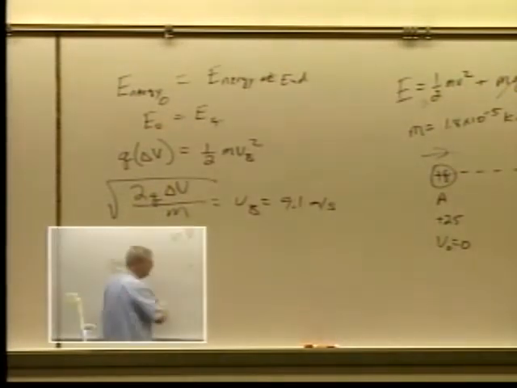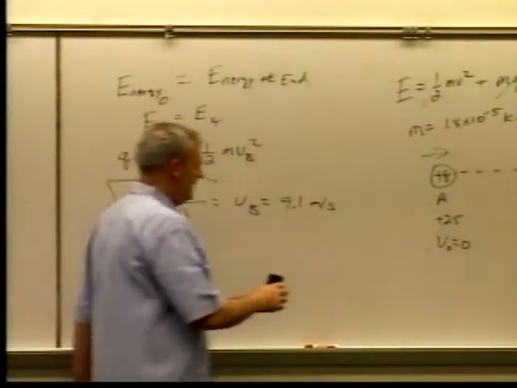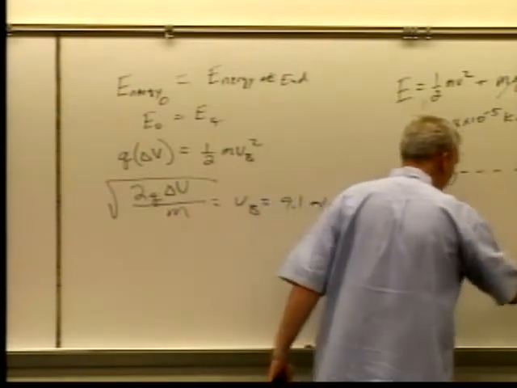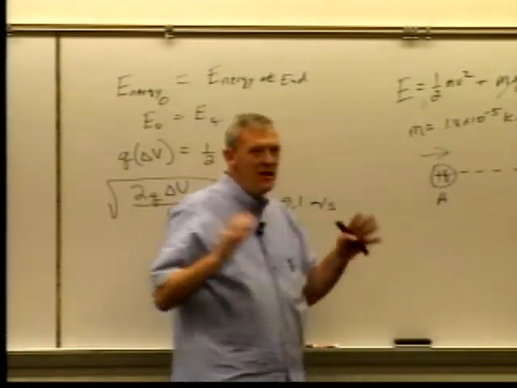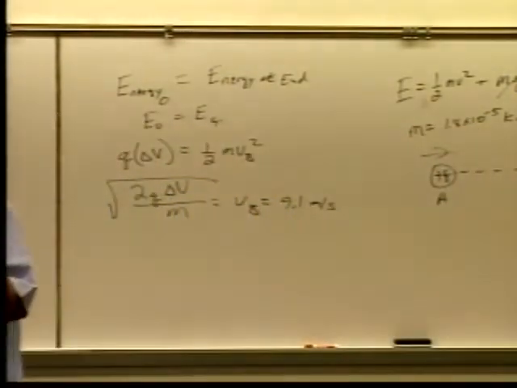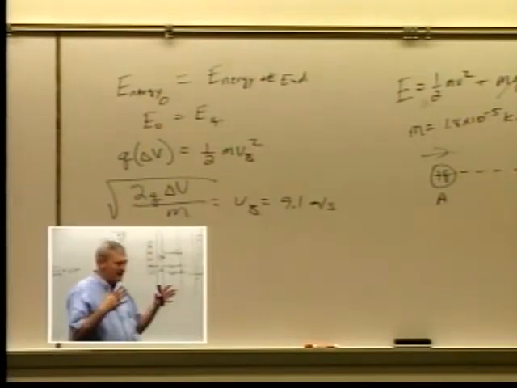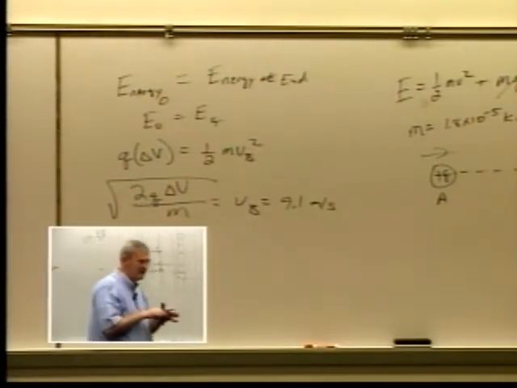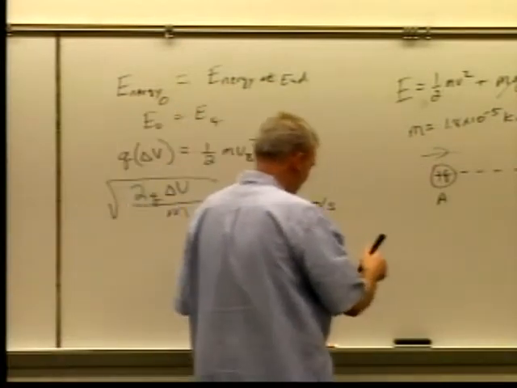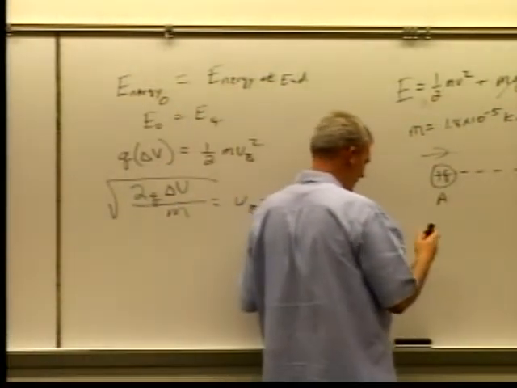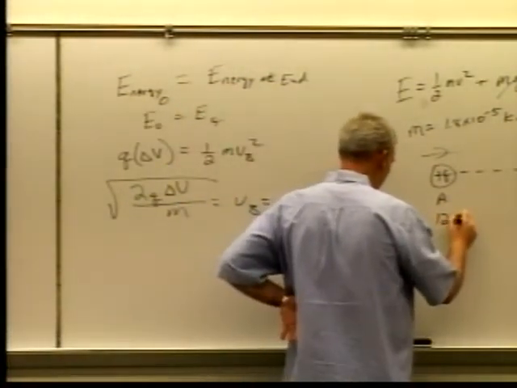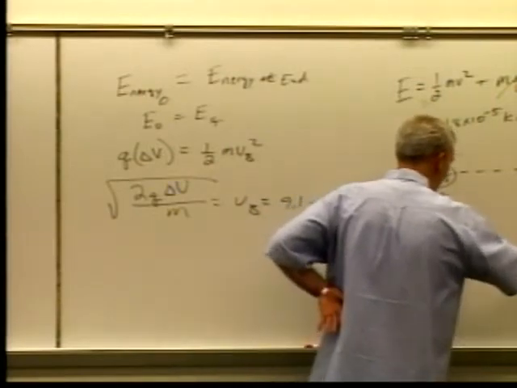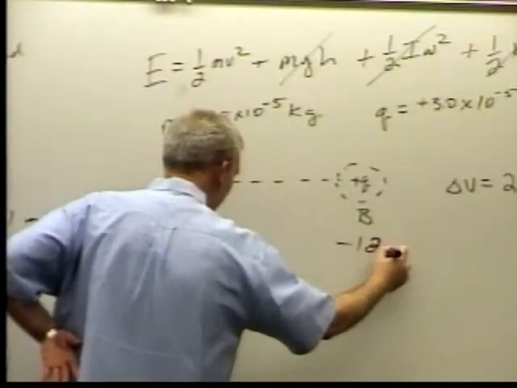Let's draw it this way. Let's do this potential difference. Since I know the potential difference is 25 volts, I can just make up any 2 numbers that are separated by 25 and put them on there. Okay? So let's say that this is 12.5 and this is negative 12.5 volts.